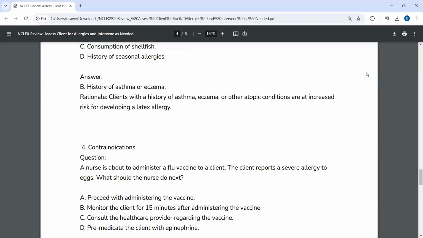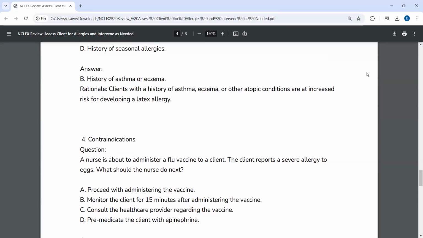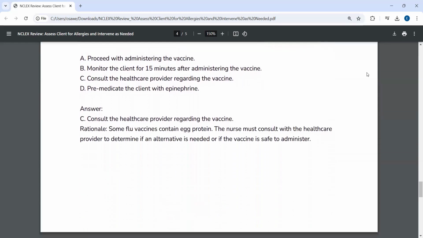You understand? So A, proceed with administering the vaccine. No, we don't want to do that. Monitor the client 15 minutes after. No. Consult the healthcare provider regarding the vaccine, yes, that's what we want to do. Pre-medicate the client. Remember, this is allergy. The patient is reporting severe allergy because of a previous allergy to egg, right? We don't want to give them a vaccine that will cause another severe allergy. So we want to consult the healthcare provider regarding the vaccine. That's what we want to do. Okay.